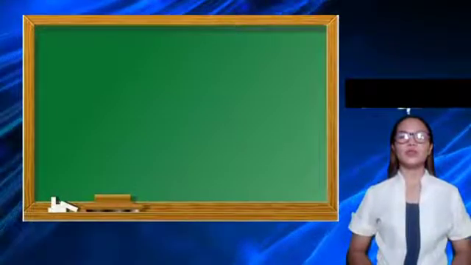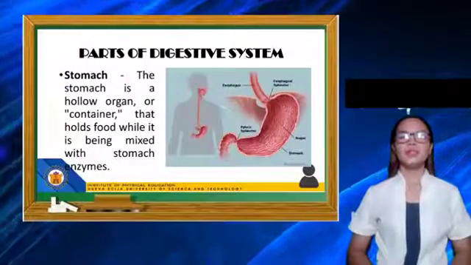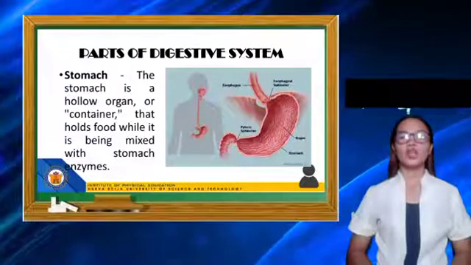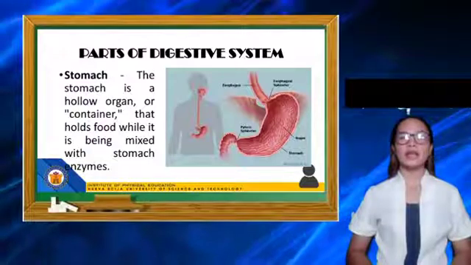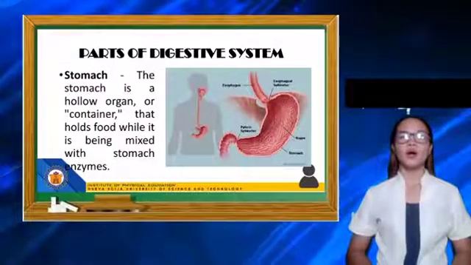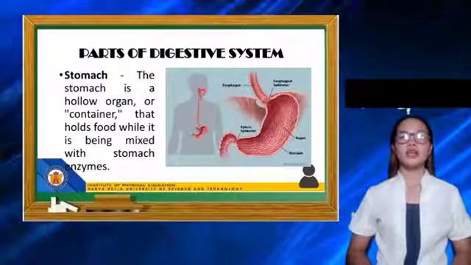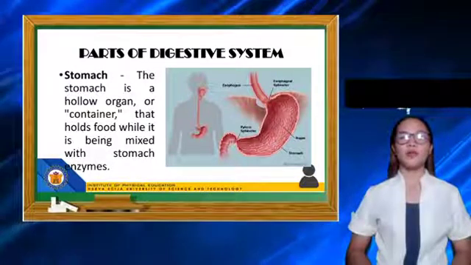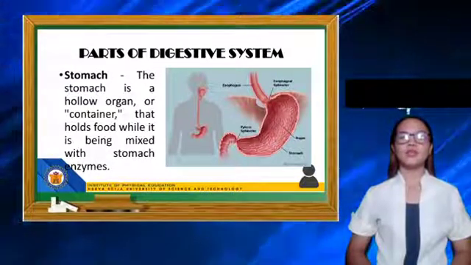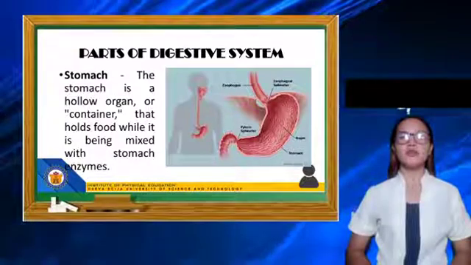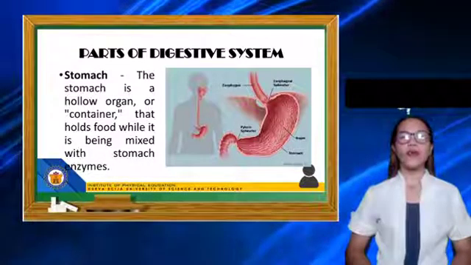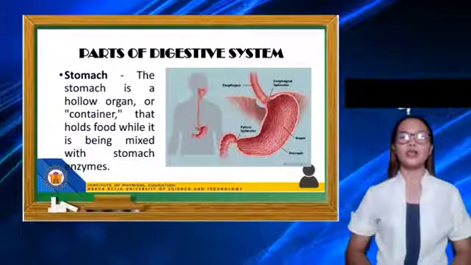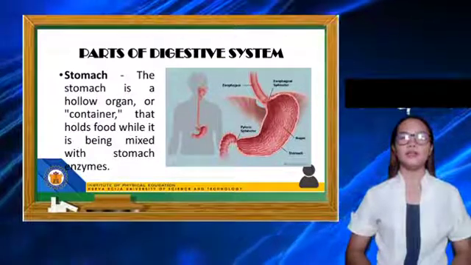Let us start with the stomach. The stomach is a hollow organ or container that holds food while it is being mixed with stomach enzymes. Our stomach is a muscular J-shaped organ in the upper part of the abdomen. It is a part of the digestive system which extends from the mouth to the anus. The size of the stomach varies from person to person and meal to meal.